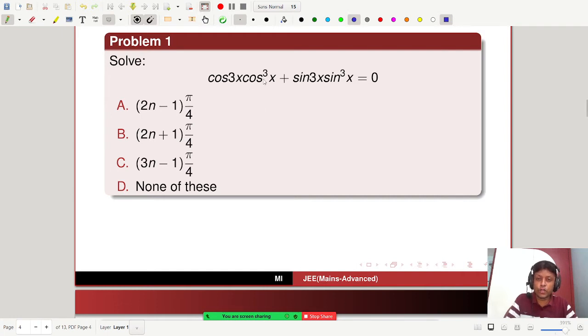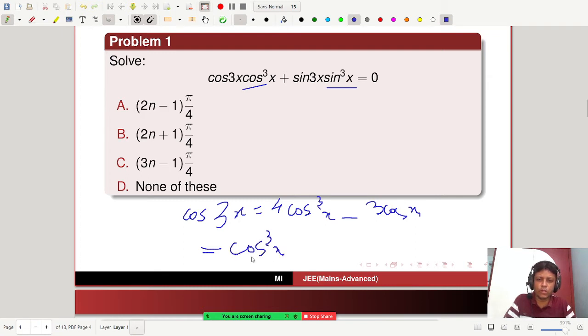Now cos cube x. So if you have a cos cube x, you have to recall the formulae for multiple angles. What is the formula for multiple angles? You know that cos 3x, there is a formula for cos 3x, 4 cos cube x minus 3 cos x. Okay, that is the formula for cos 3x. And from here you can write cos cube x equal to cos 3x plus 3 cos x.